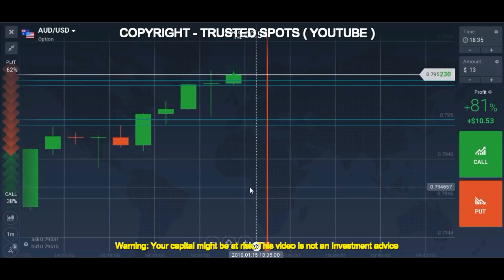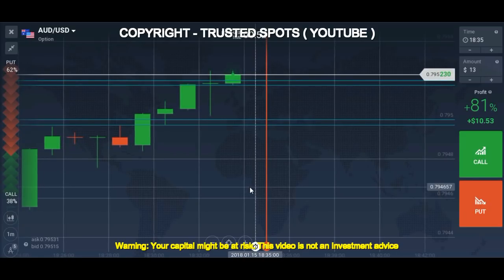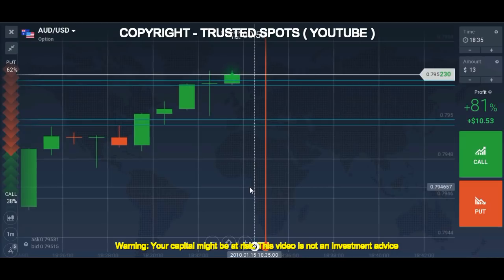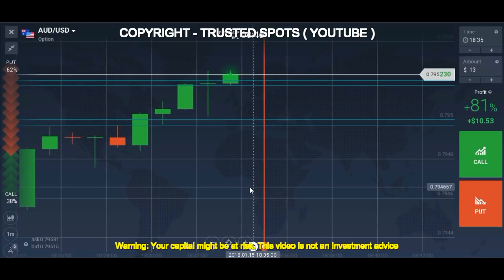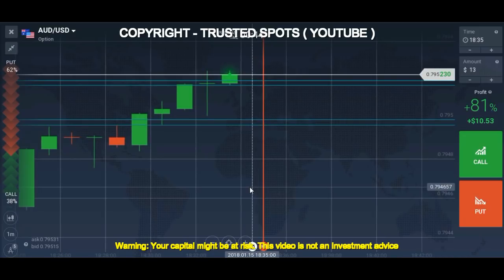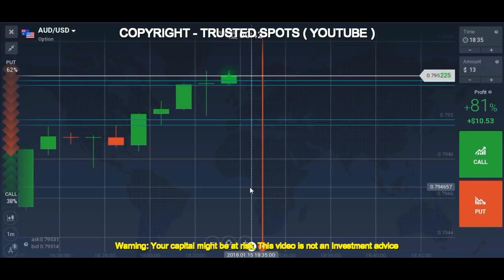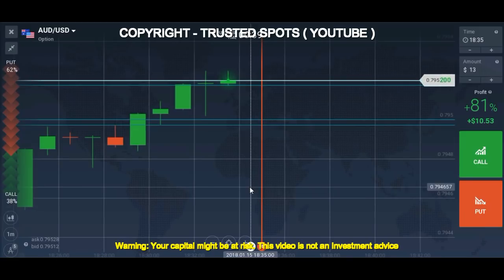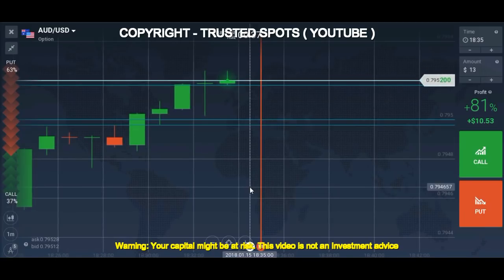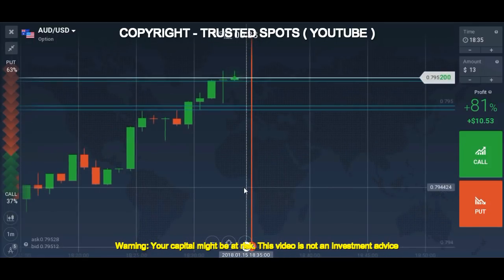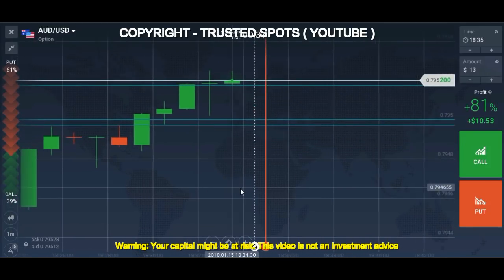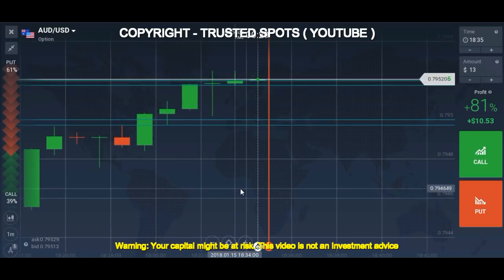Well, this is going to be our last trade, so I will wait for the right time. Till now we have taken two trades, both completing the rules. Okay, it's getting weaker.